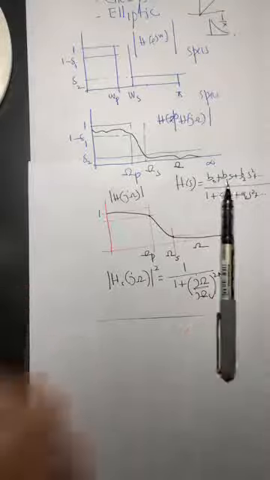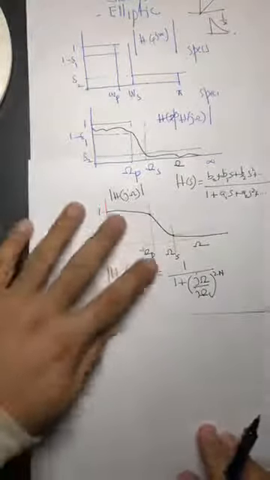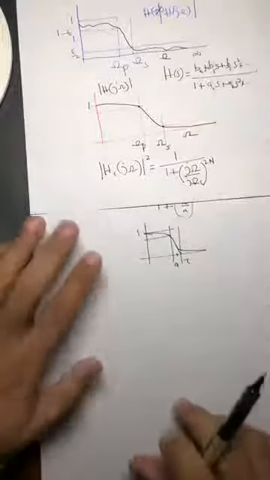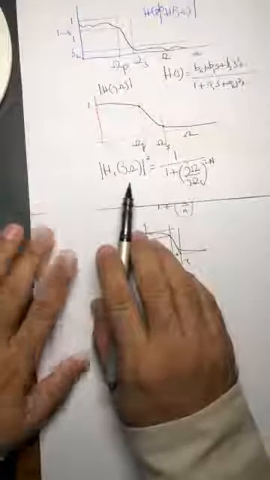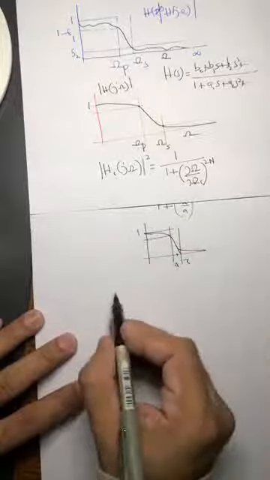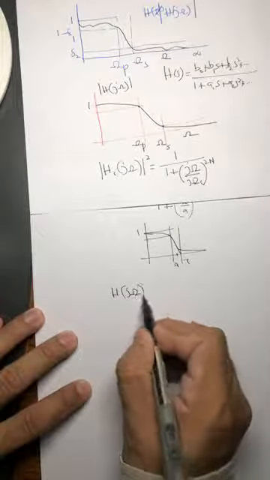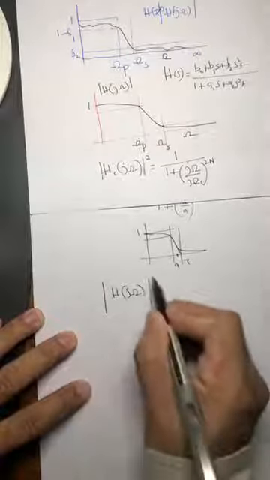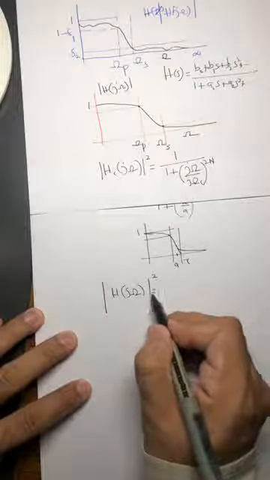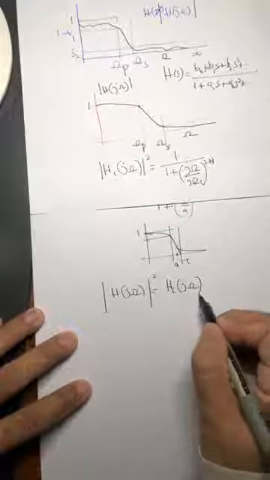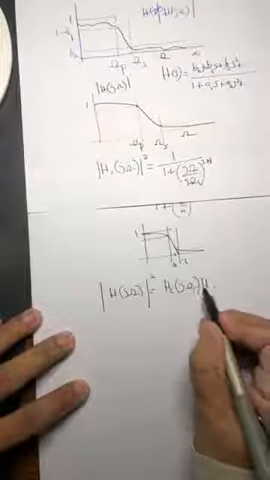So how did he do that? Let's now see his genius, how he was able to figure out a relationship between H of j omega and H of s. So he said, I know the magnitude squared is actually, once you say magnitude squared, you multiply a function with its conjugate.